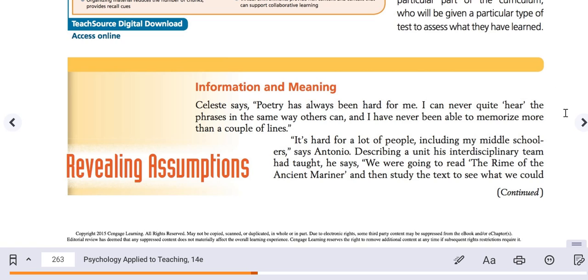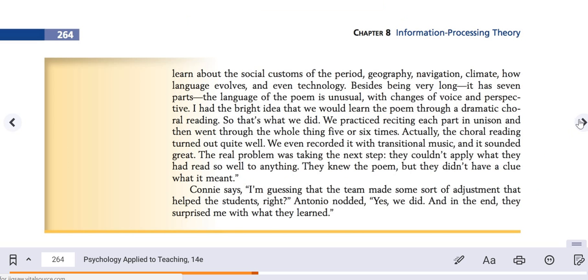Describing a unit his interdisciplinary team has taught, he says, "We were going to read the Rime of the Ancient Mariner and then study the text to see what we could learn about the social customs of the period, geography, navigation, climate, how language evolves, and even technology. Besides being very long, it has 7 parts, the language of the poem is unusual, with changes of voice and perspective. I had the bright idea that we would learn the poem through a dramatic choral reading. So that's what we did.